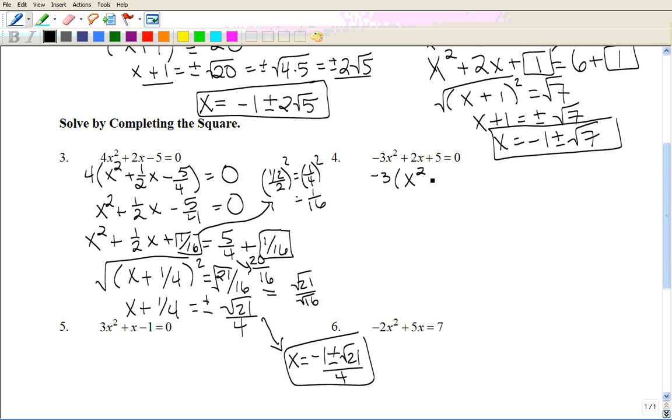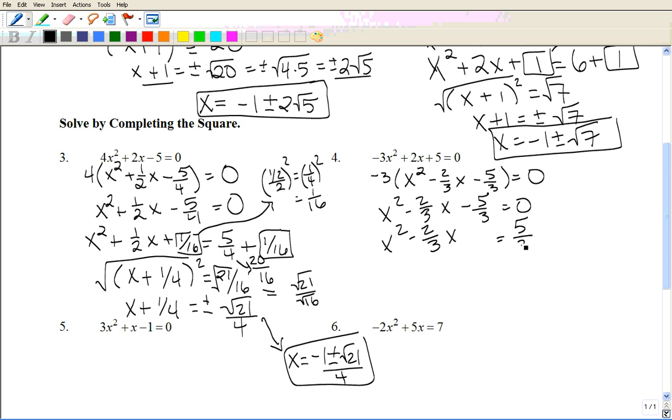2x divided by negative 3 is negative 2/3 x. And then 5 divided by negative 3 is negative 5/3. Now I'm going to divide both sides by negative 3. Move the constant term over. Fill in the boxes.